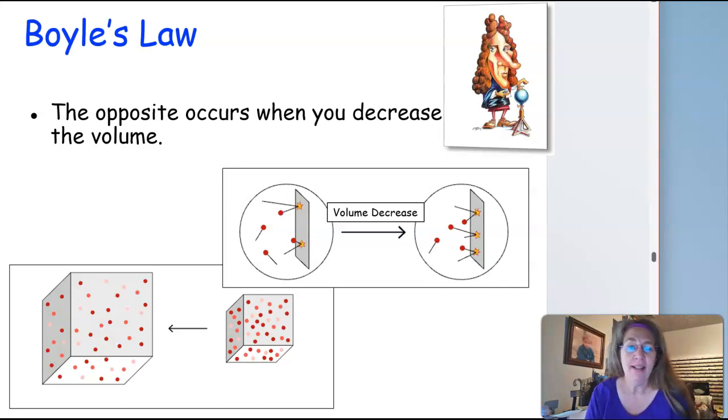The opposite happens in that if we decrease the volume of our box, that is going to give the gas molecules just less space to bounce around in, so that would increase more collisions with the side of the box, hence increasing pressure.